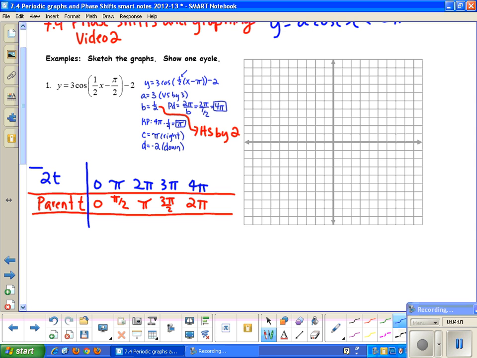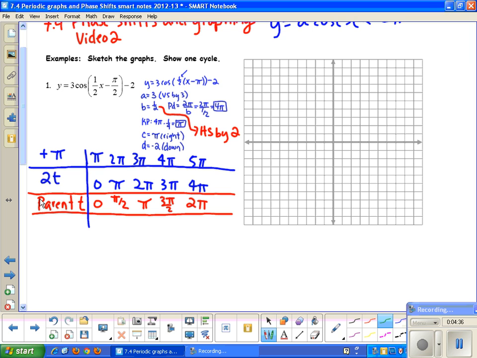Then what else am I doing to my x values? I also have a phase shift, and I'm moving my graph to the right pi, so that means I'm adding pi. Now notice in your equation it says minus pi, but remember we always do the opposite of our horizontal movements, so plus pi is what I'm going to use when I'm moving it. So in this case, if I do plus pi to everyone, I know that 0 plus pi is pi, pi plus pi gives me 2 pi, this would be 3 pi, this is going to be 4 pi, and 5 pi. So those are the key points that I'm going to put down.